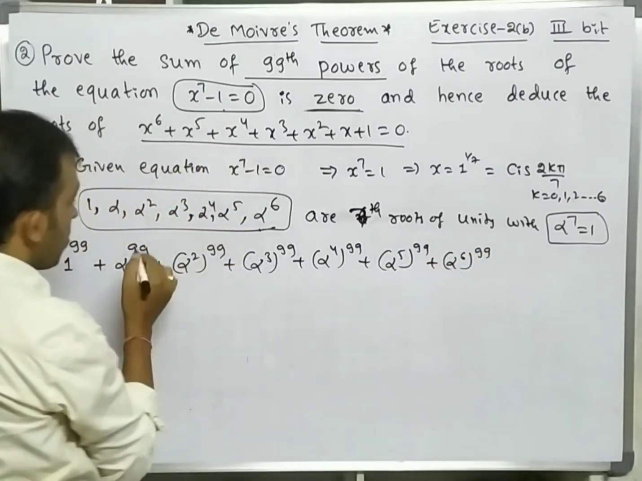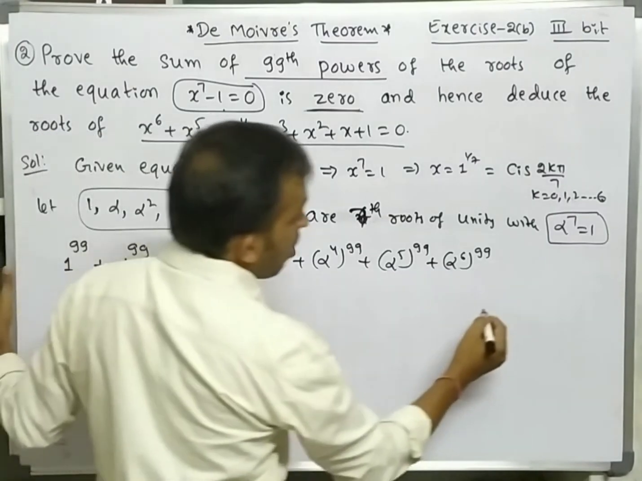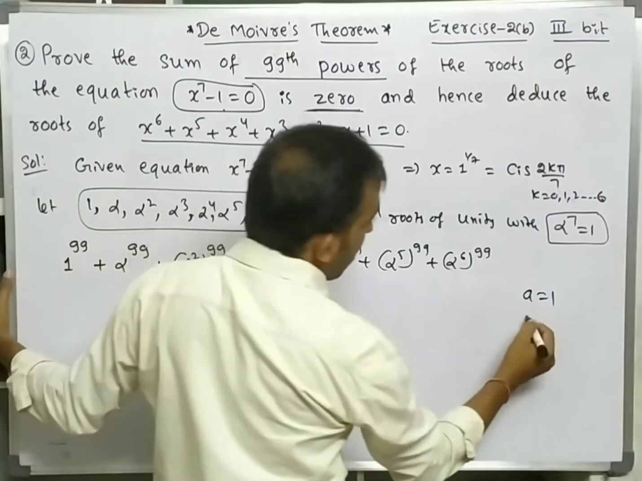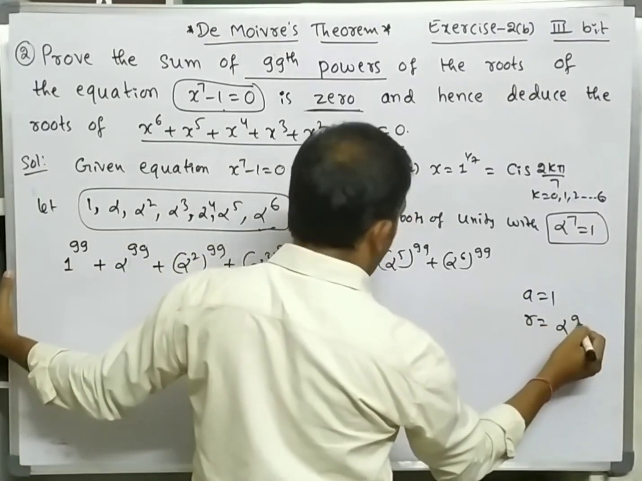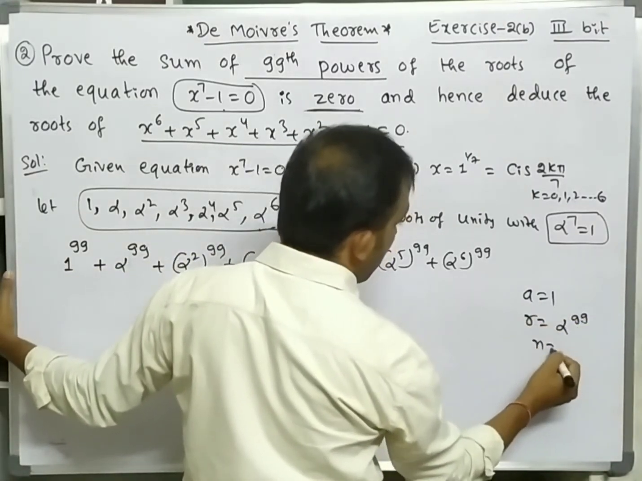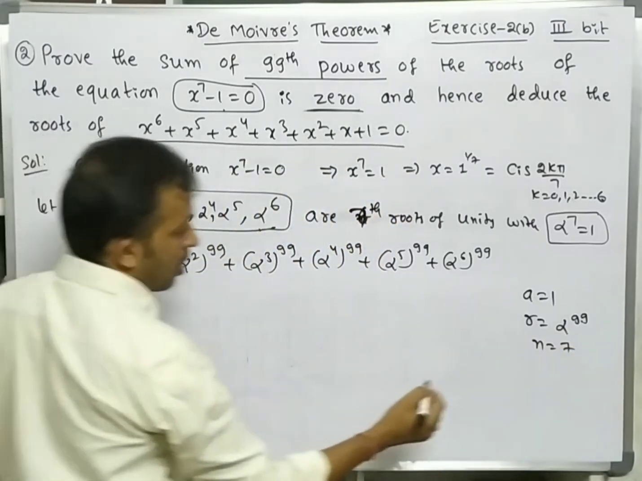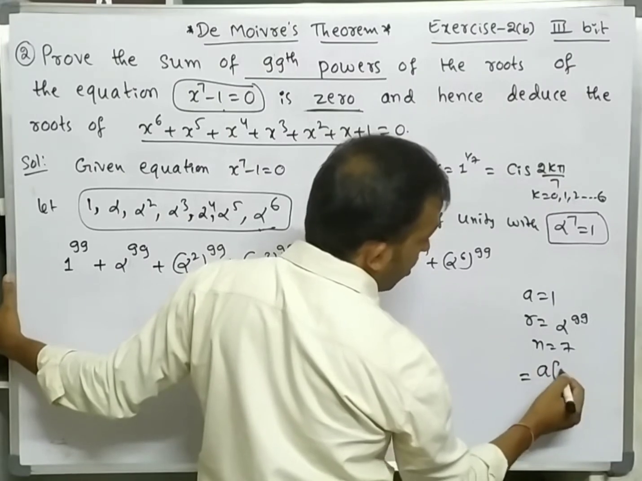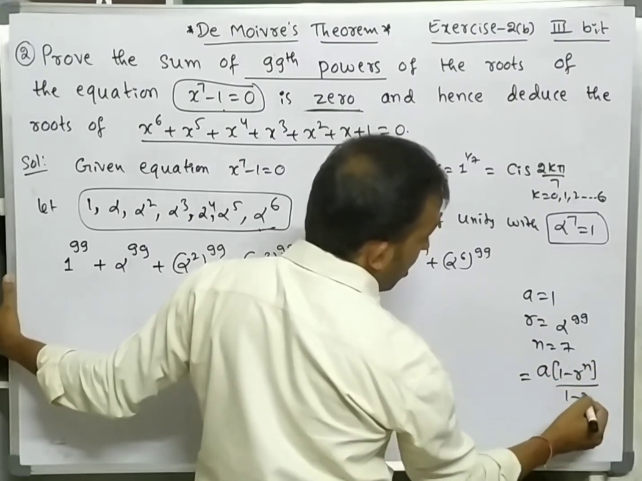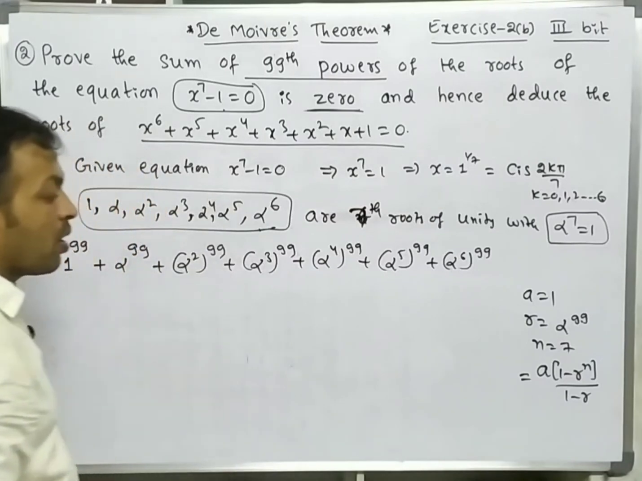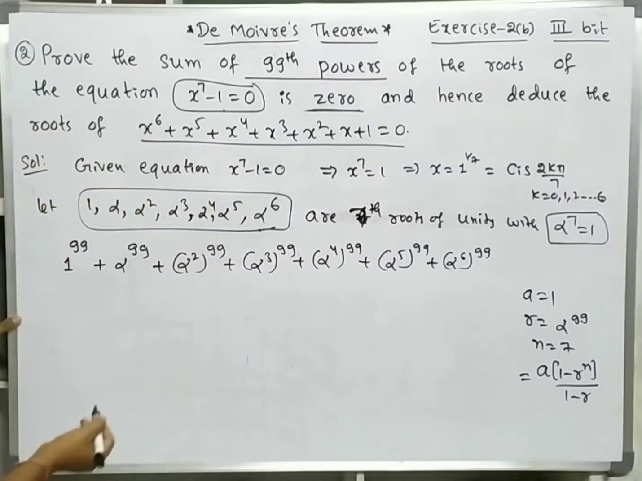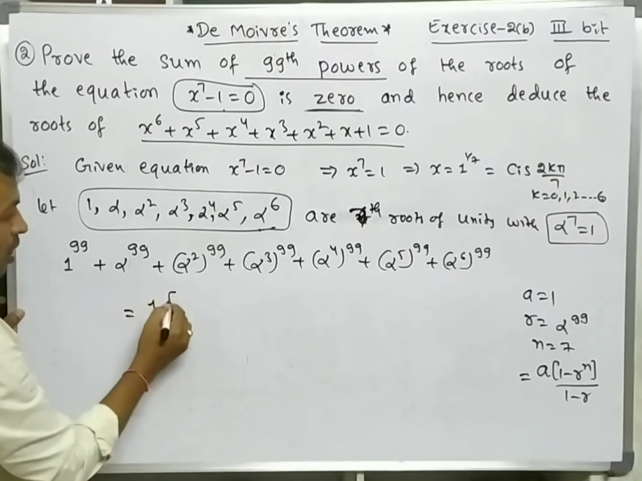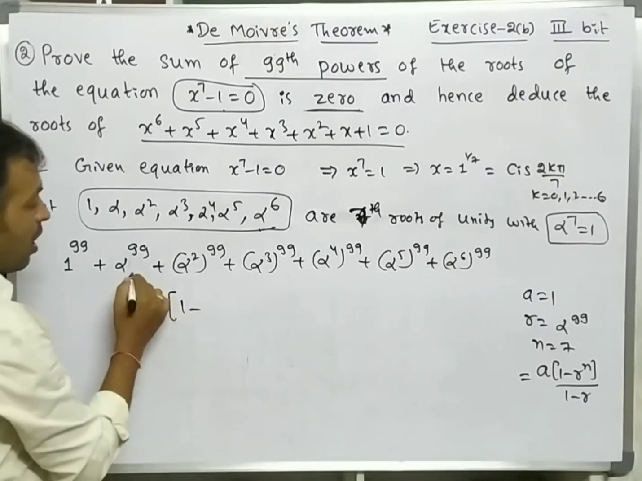These are the 7 terms which are in geometric progression. The first term is 1 power 99, which is 1, and the common ratio is alpha power 99, right, and the number of terms is 7. Then the sum of n terms of a GP is A into 1 minus R power n by 1 minus R, which is equal to A. What is A? 1 into 1 minus R power n.